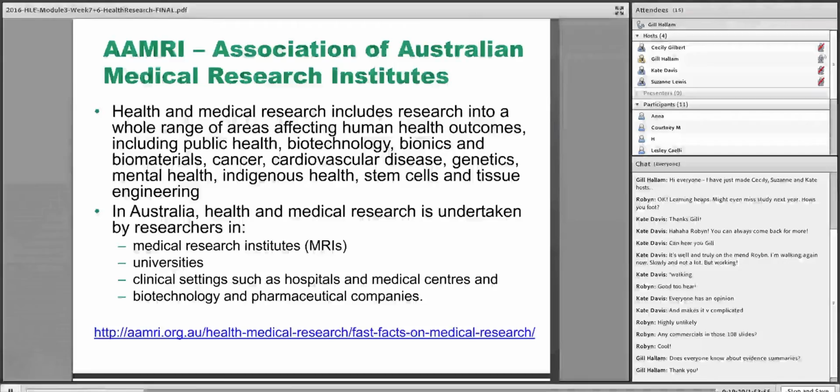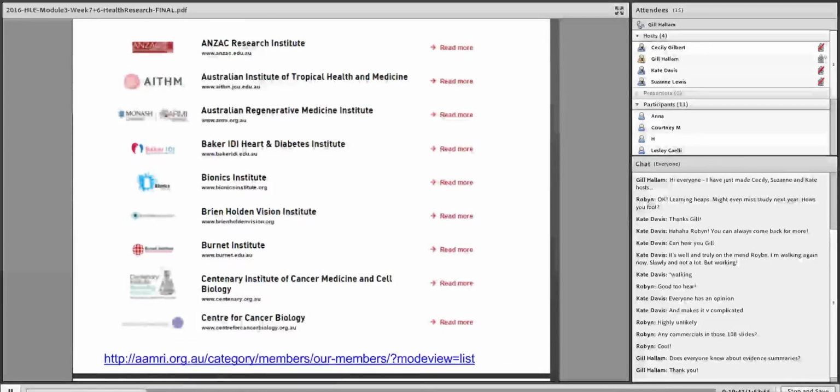So the different areas might include medical research institutes, referred to as MRIs, universities themselves, as well as clinical settings such as hospitals and medical centres. And then we can't leave out the biotechnology and pharmaceutical companies, so industry is involved in there as well. So quite a range of different organisations that you need to be aware of.